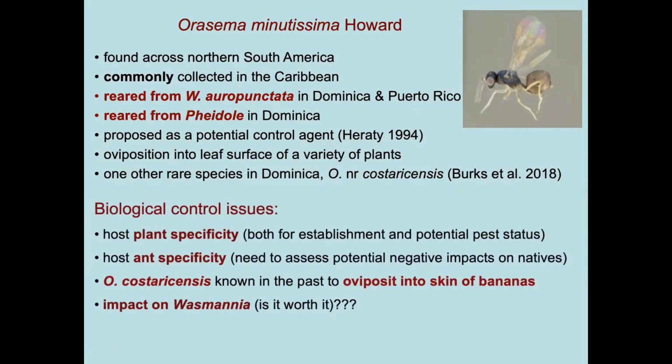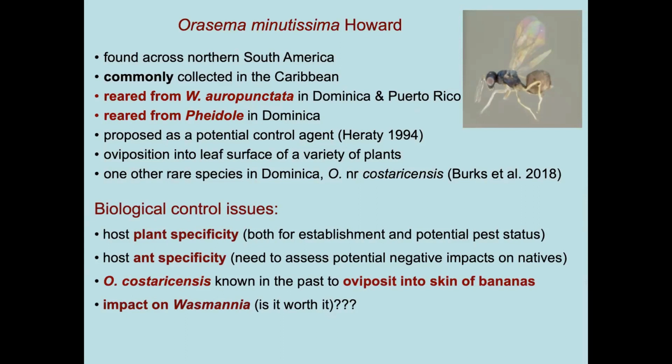But as far as biocontrol issues, what do we care about? Host plant specificity, establishment, potential pest status. Are these things going to be causing damage on plants that people care about? Host ant specificity: what are they going to be attacking? If I was importing this to a mainland situation, it would be bad because there are other myrmicine ants. As far as I know, in basically all of the island locations where Wasmannia has taken off, there are no other myrmicine ants, so there's nothing else that it can actually attack in terms of natives.